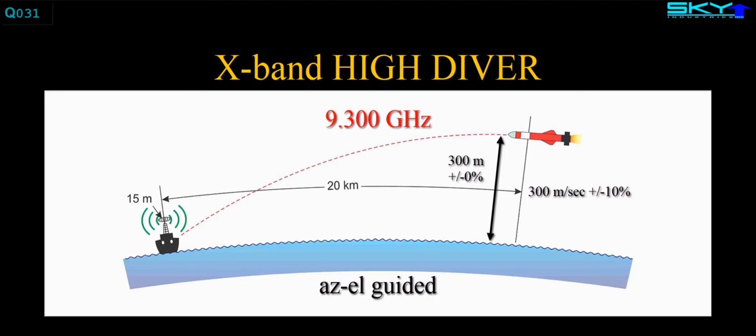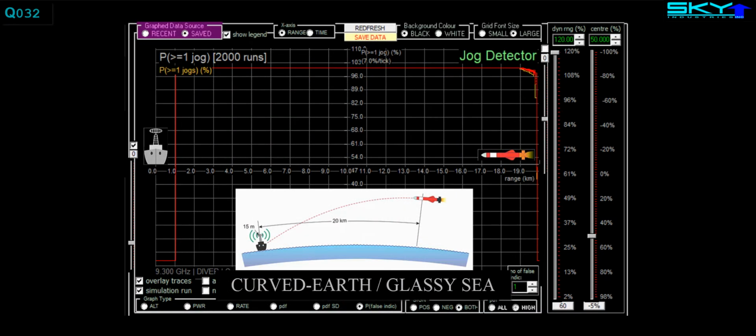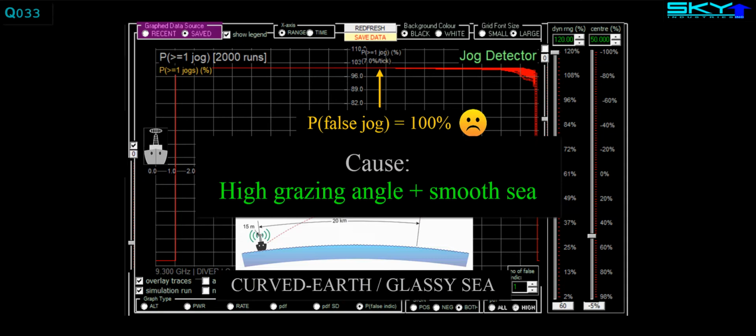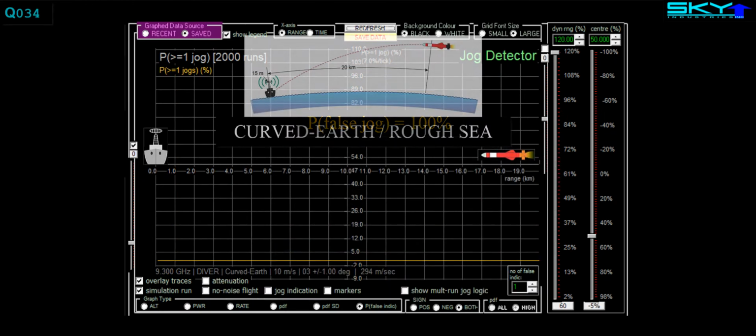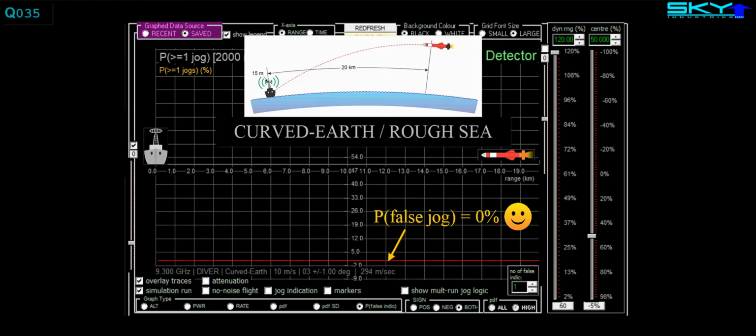So here are the results for the curved Earth propagation model in a glassy sea and the largest altitude noise case. There is a 100% chance of observing a false jog indication at nearly all ranges. This is because the high grazing angle and smooth sea cause power rates that trigger even the highest threshold at minus 10 dB per second. Anyway, that's not good. So let's see what happens if the sea surface is rough instead of glassy, so it's not as reflective. Astonishingly, there is now no chance of observing a false jog indication, even if the power threshold is set at minus 10 dB per second, so that's good.